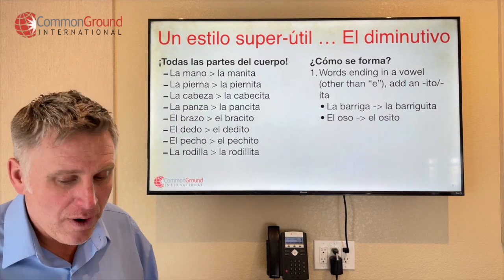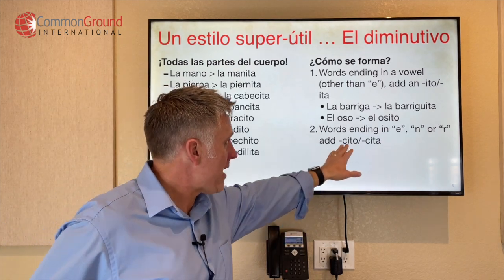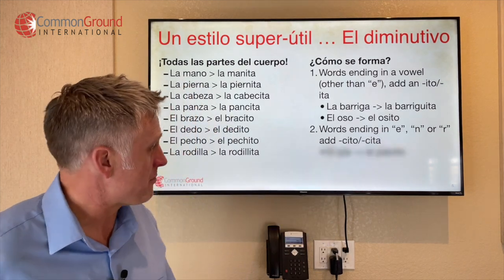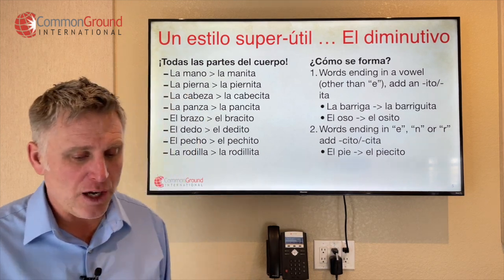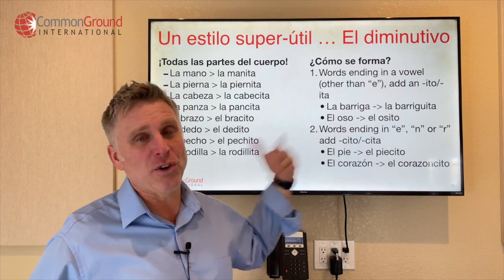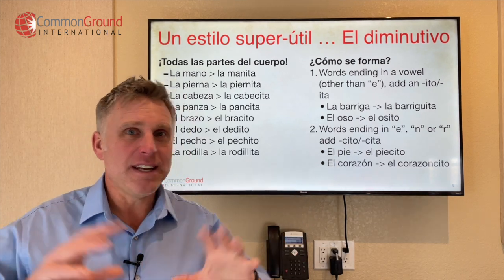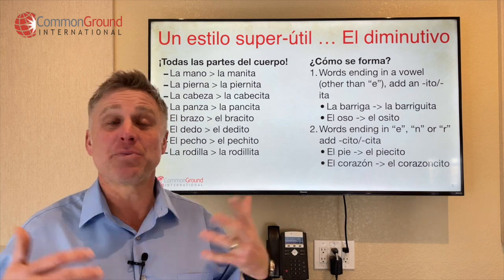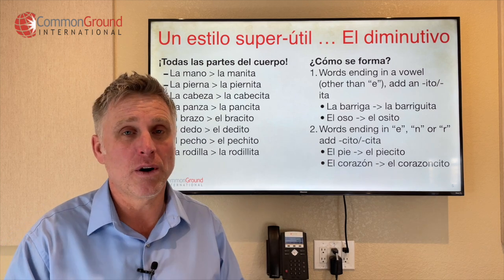Okay? However, words that end in an E, an N, or an R, then you add the cito or cita to them. So for example, el piecito, the little foot. El corazón, el corazoncito. Okay? And so this ito, ita is definitely not something that we have in English, but it's a really fun way to take a term and make it sound more childish.